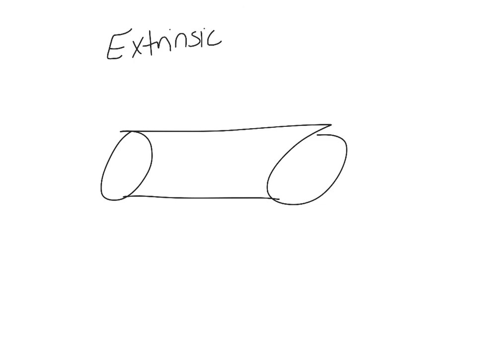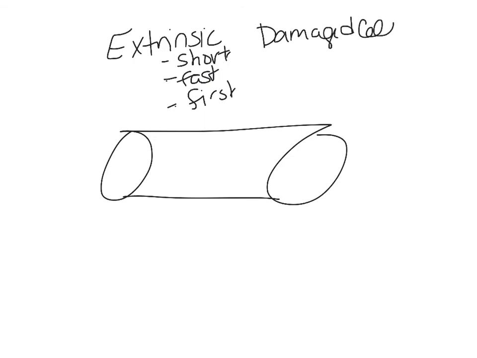This pathway is short, fast, and first. Okay? Short, fast, and first. It happens right away. And in this phase, the damaged cells of the blood vessel are going to produce a factor called factor 3. It's a blood clotting factor. So the damaged cells are going to produce that.